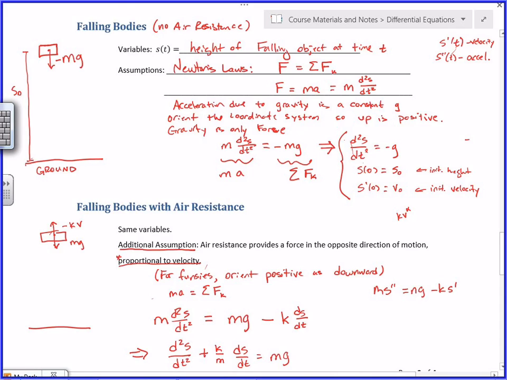Oh, and the m should be gone. Yes, those of you that are squinting at my m over here, you're correct. But there should still be an m under the k, because if I divide everything through here by m, these are gone.